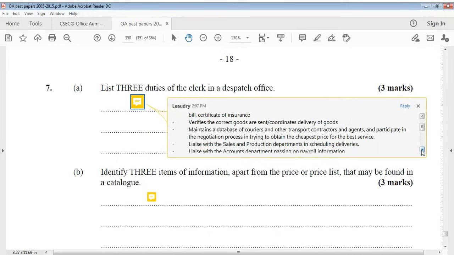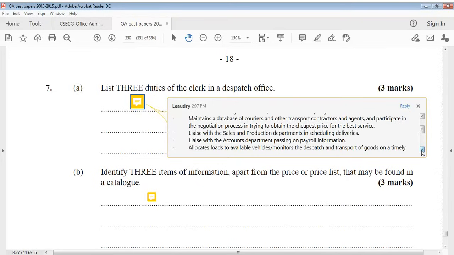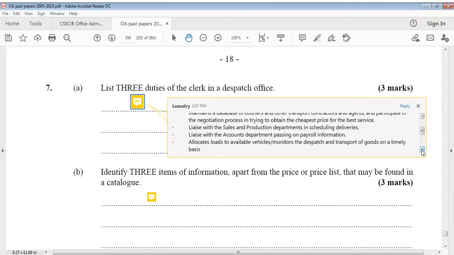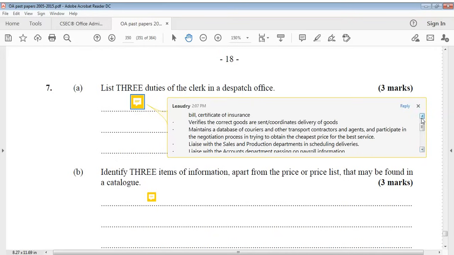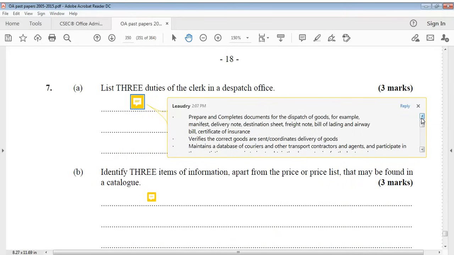5, liaise with the sales and production departments in scheduling deliveries. 6, liaise with accounts department passing on payroll information. 7, allocates loads to available vehicles or monitors the dispatch and transport of goods on a timely basis. So any 3 from these could be your answer. Select any 3. All right.